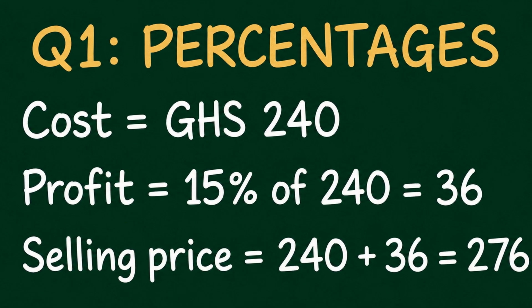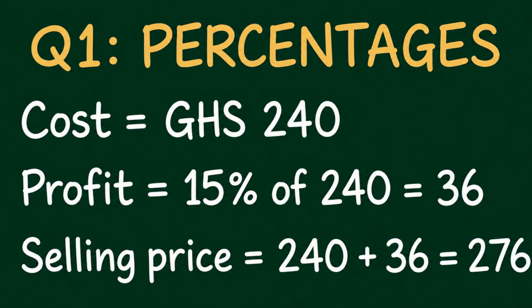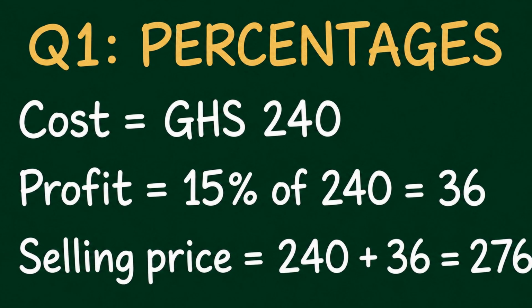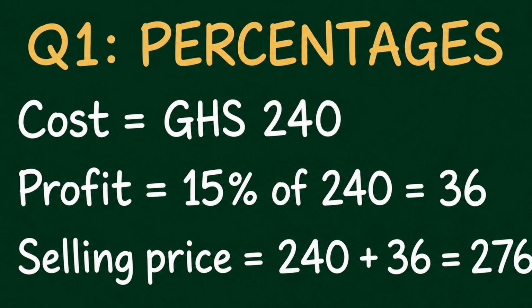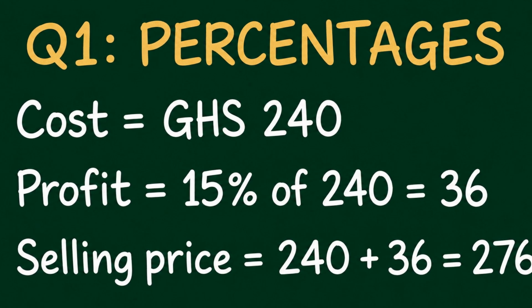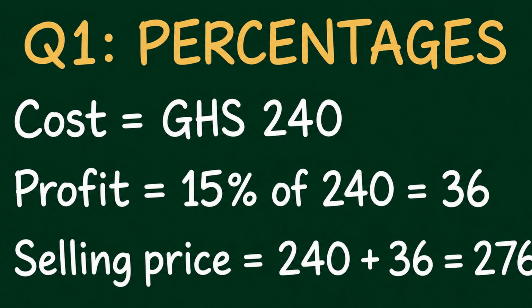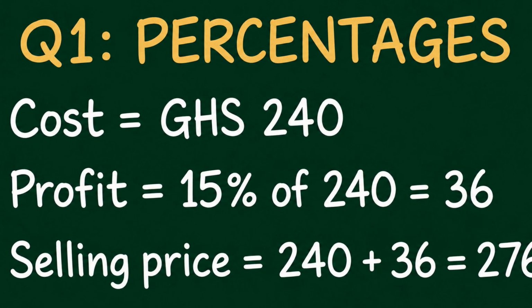Step 2. Add the profit to the cost price. 240 plus 36 equals 276. So she sold the bag for 276 Ghana cedis. Find the percentage first, then add, show every line. WAEC gives marks for the working, not just the answer.